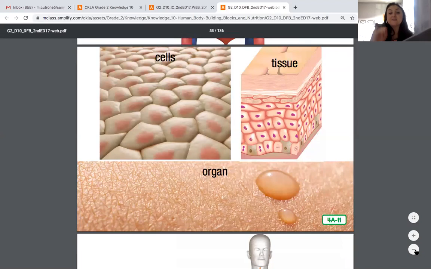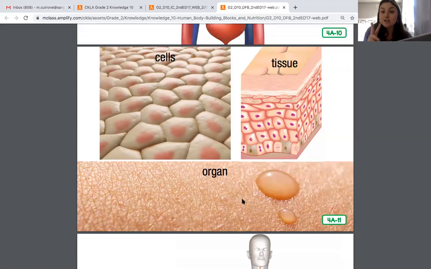Okay, so these are the things we've learned about so far. We know that cells are the tiniest little building blocks. A bunch of cells that do the same job make a tissue, and a bunch of tissues that do the same job make an organ. Organs are things that we've learned about, like the lungs, the heart, the stomach, the kidneys. Those are all different organs we've learned about today.